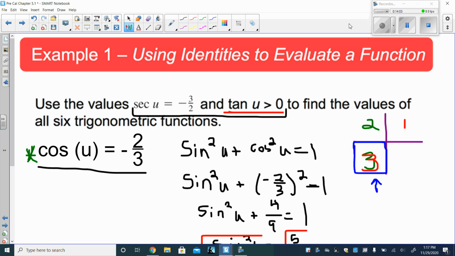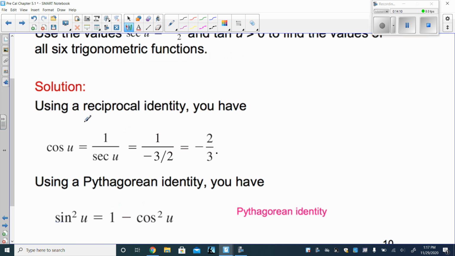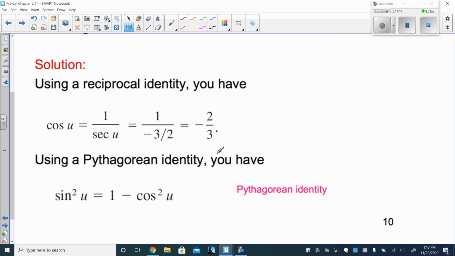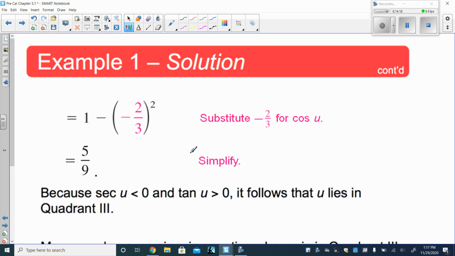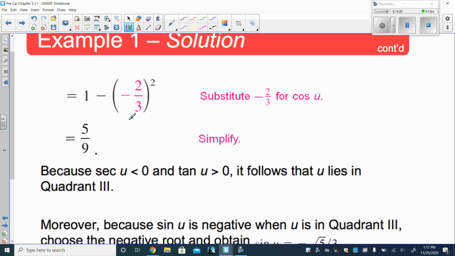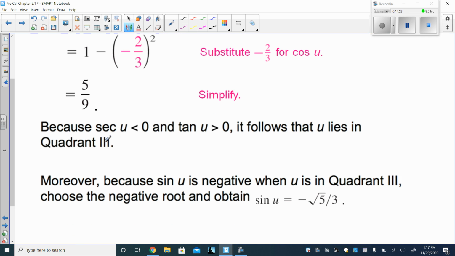Okay, now that we have sine and cosine, we can find the rest. Now, what they did in the solution, you use the reciprocal, and this is what we did, and we found out that cosine is negative 2/3. And now they used this form of the Pythagorean identity and plugged it in, 1 minus negative 2/3 squared, and got this simplified to 5/9. They didn't square root, but we needed to, and they will.